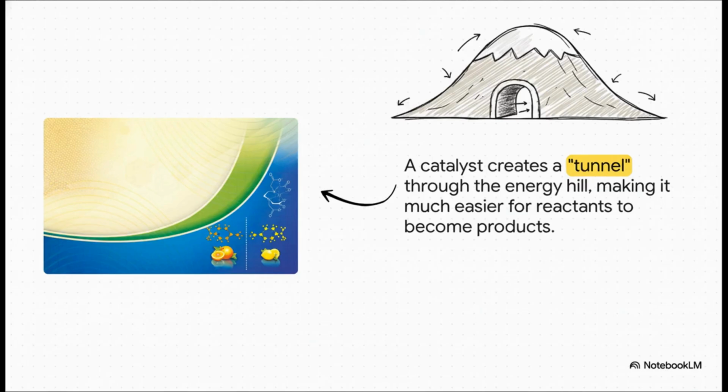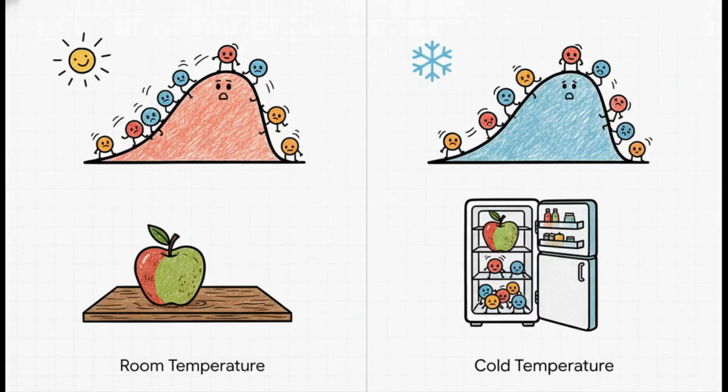See that new lower path? The catalyst has essentially built a tunnel right through the mountain. Instead of a huge climb, it's a much easier journey. It's no surprise that way more molecules can make it through this route, which means the whole reaction speeds up dramatically. And this brings us right back to our first question about the food on the counter.